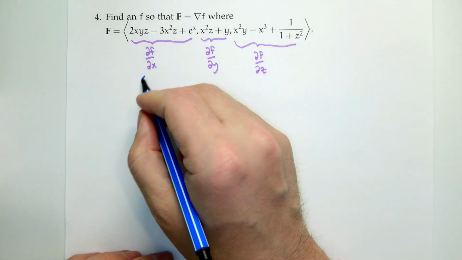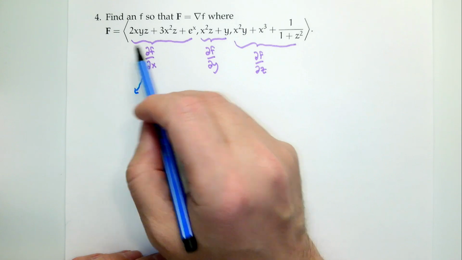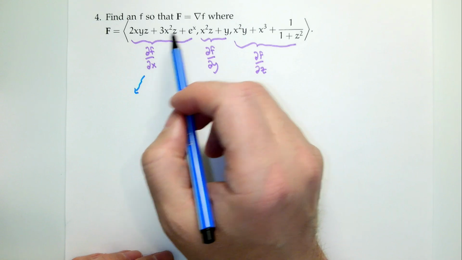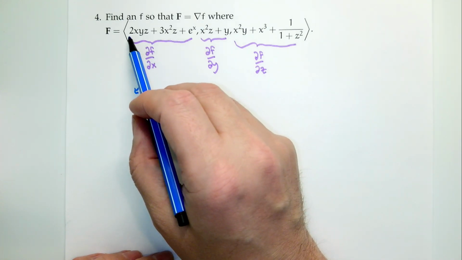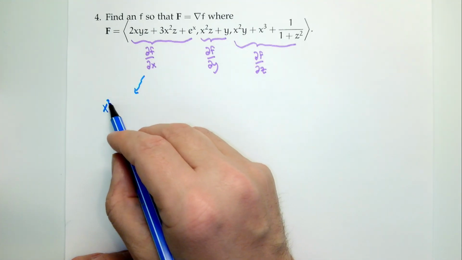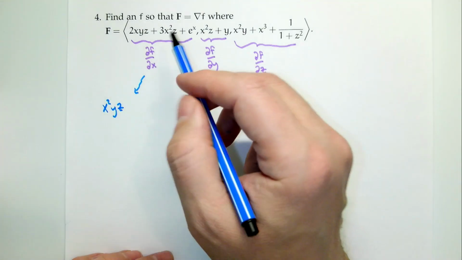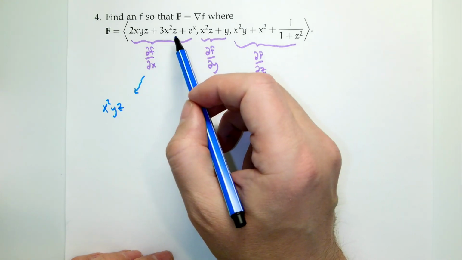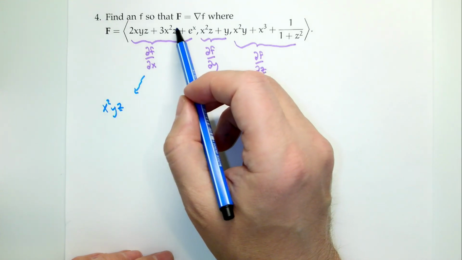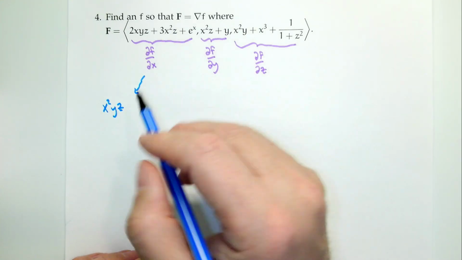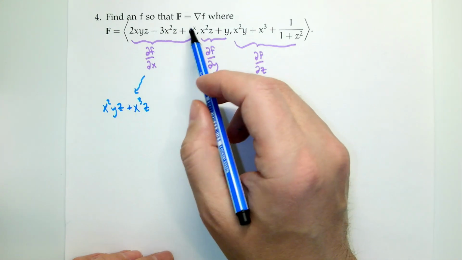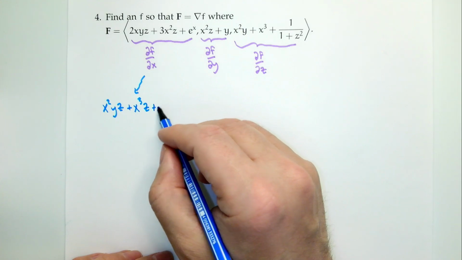So if I come to the first slot and I integrate with respect to x, what would we have? Well, for right now, think of y and z as constants. So here, 2x, the antiderivative of that would be x squared. So x squared yz. The integral of 3x squared z with respect to x: the z is a constant, the integral of 3x squared would be x cubed z, and the antiderivative of e to the x is e to the x.